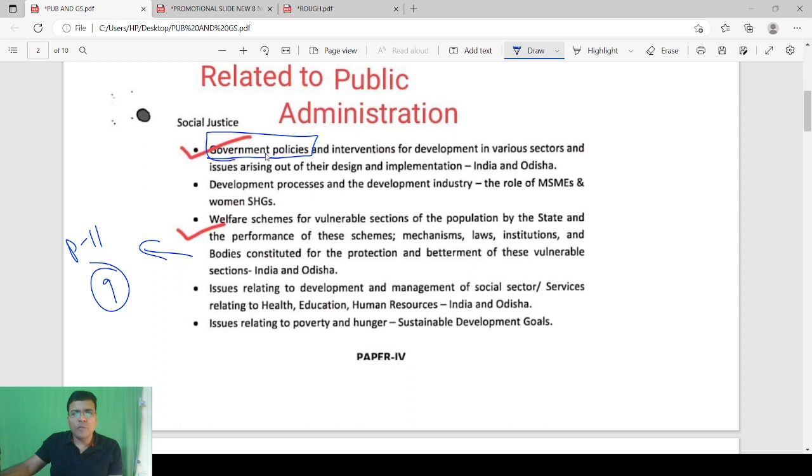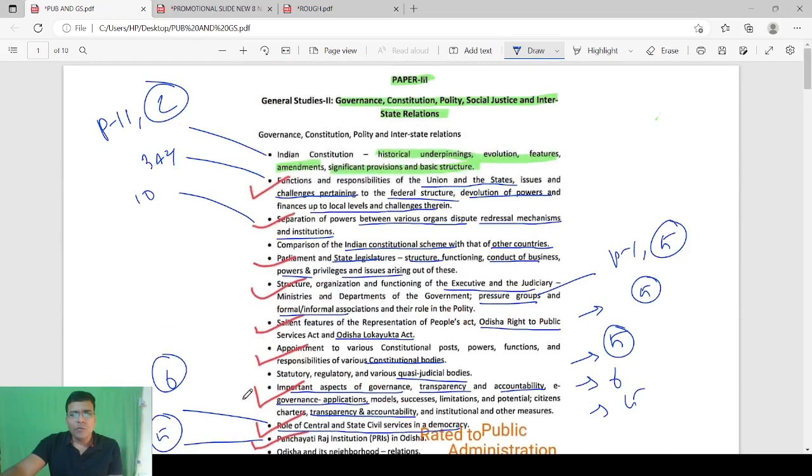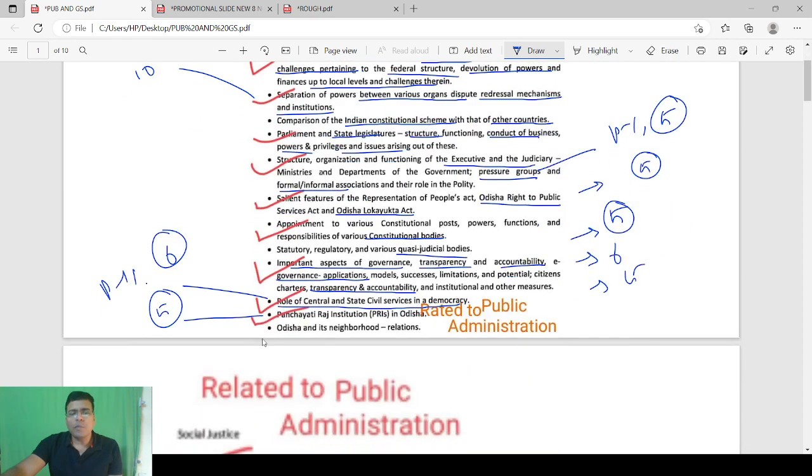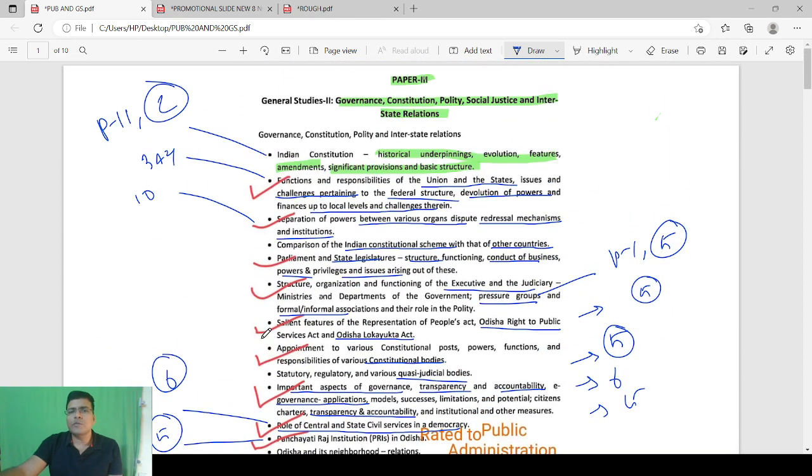Policy, about policy formulation, implication. It is paper 1, unit 8. Find out that a major portion of this unit we cover in paper 2. So if you read public administration optional, you automatically read general studies governance, constitution, polity, social justice and interstate relations. So this is one advantage you will get, that no need to take the extra burden of reading general studies paper 2. It is covered inside POET.